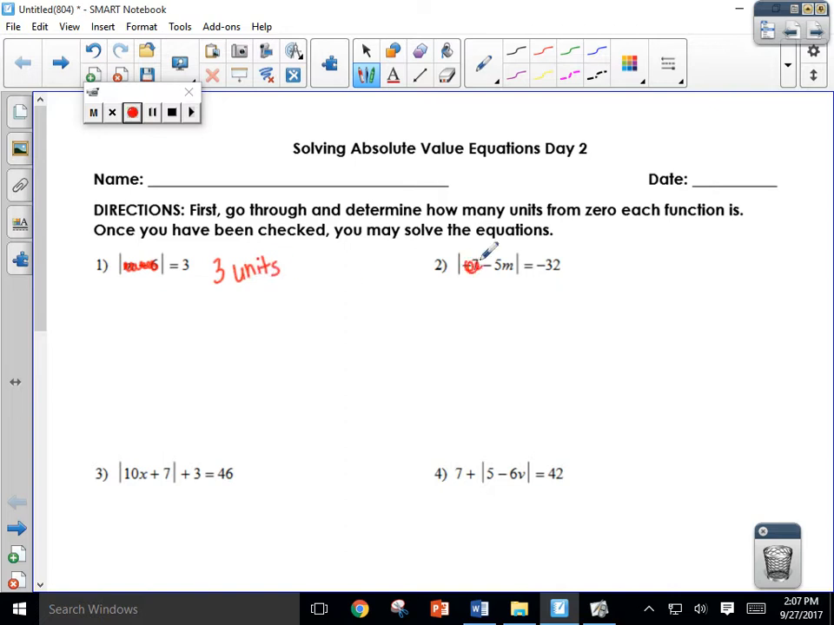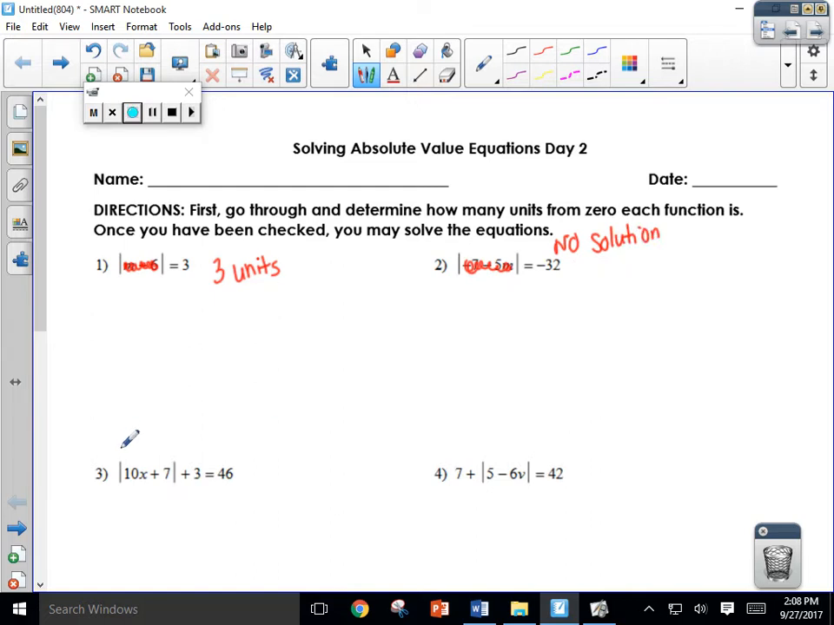This one, again, I don't care what's inside here, says the distance is negative 32. Now the problem with that is there's no such thing as a negative distance. I can't travel negative 32 miles. So the answer to this one is no solution because my distance can't be negative.